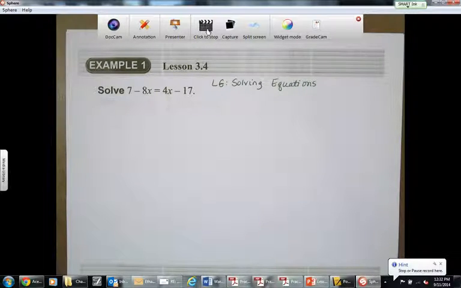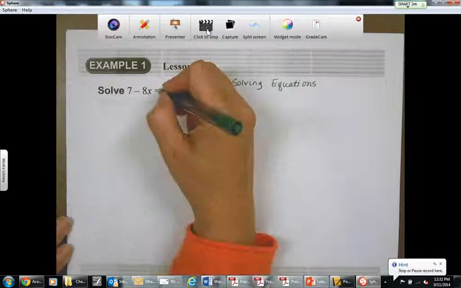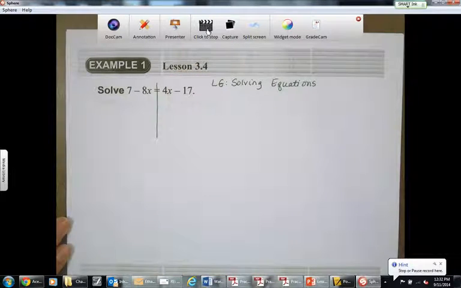The only thing that changes here is now I have to be able to get variables on opposite sides too. Do you guys remember how to do this? Did you see this last year? John? You're exactly right. Do you know how I need to combine the variables? You would like to add 8x to both sides? Okay, you can do that.